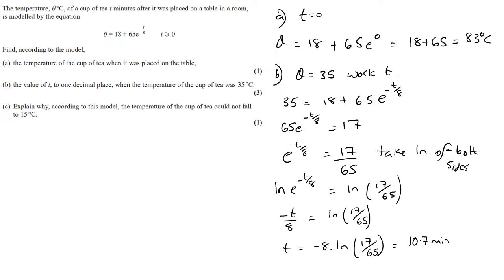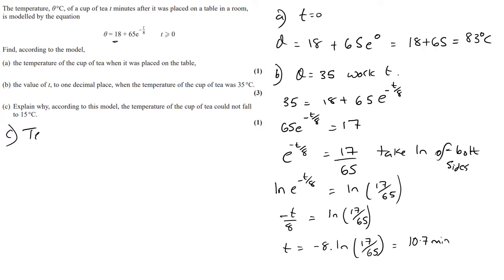Next, we would be looking at part C, which is: explain why, according to this model, the temperature of the cup of tea would not fall to 15 degrees C. Well, if you have a look, the temperature is equal to 18 plus 65 e to the minus t over 8. So then it wouldn't fall below 18 degrees.